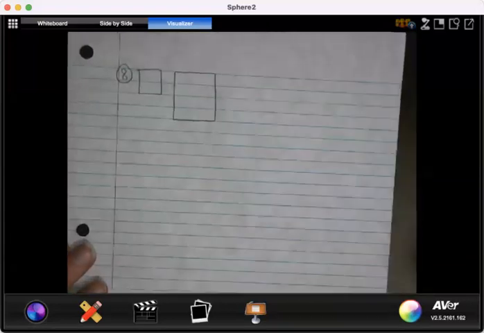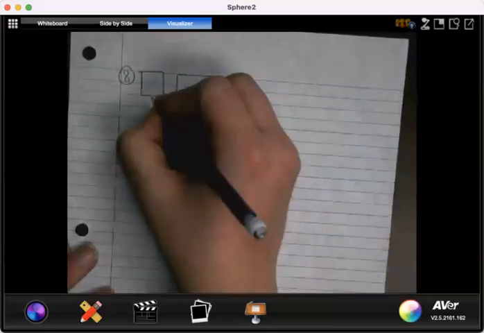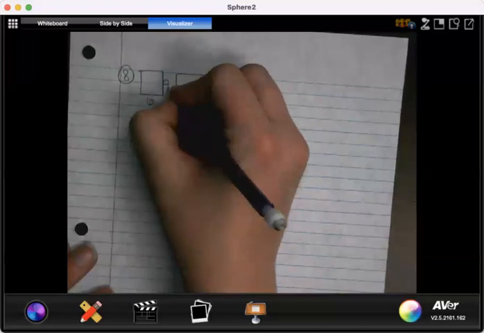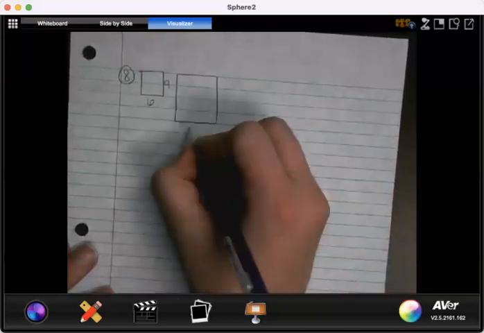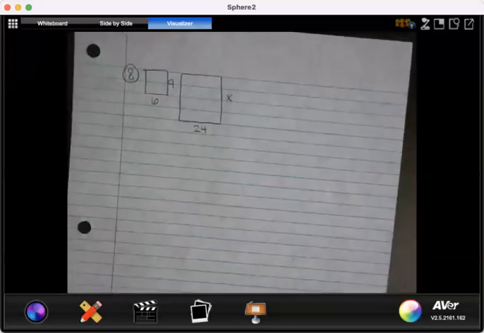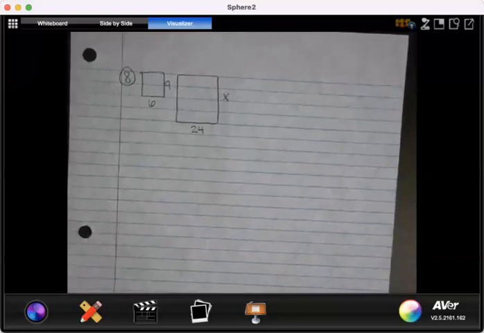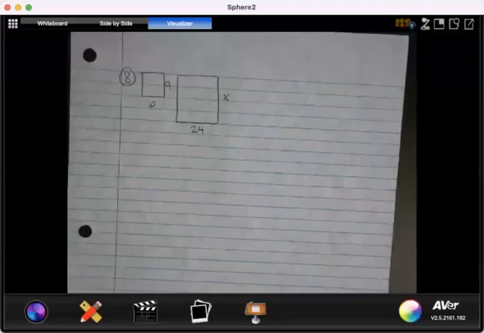And I do my best to make sure that these actually look similar. Okay, so here we have our two similar figures. What I want you to do first is to set up a proportion and then solve. And I'll give you some time to do that. Go ahead and pause the video here. Let's see how you did.